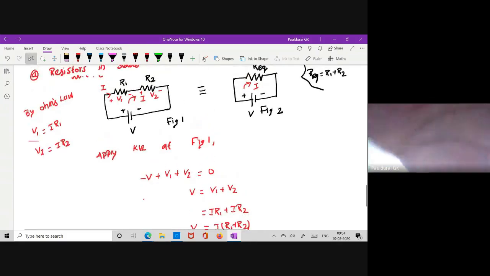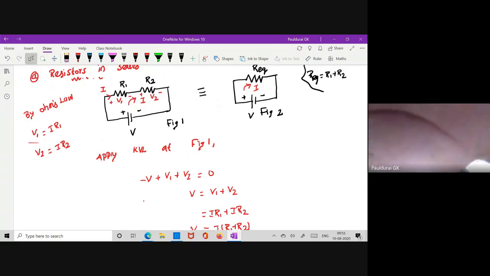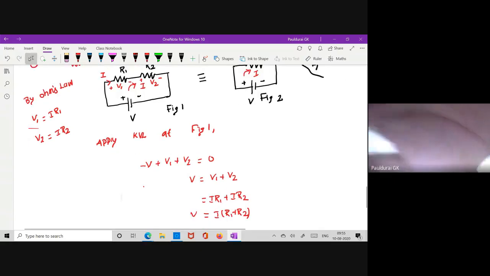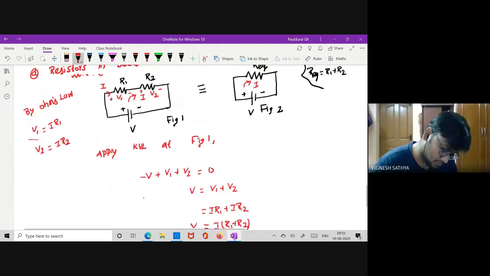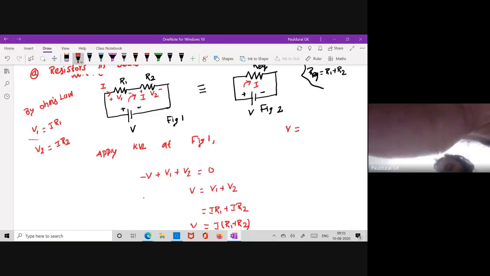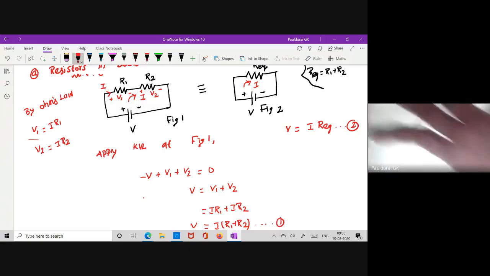Now coming to figure 2. Here actually I want to know V, right? In figure 2, what is V? By Ohm's law, V equal to I into R, where I is the unknown current and R is the equivalent resistance. Take the earlier result as equation number 1, and this as equation number 2.